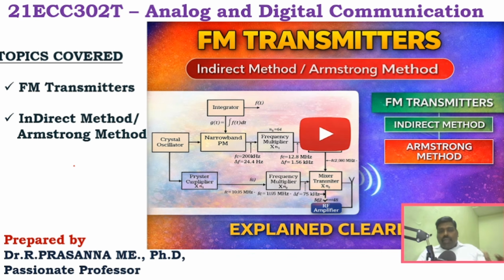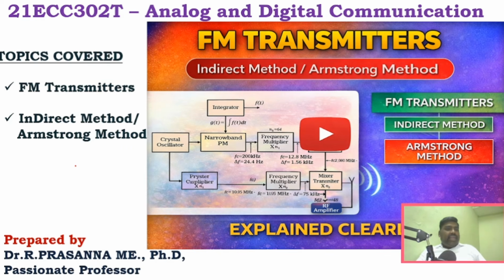Before going in depth about the indirect method, first you have to understand what is direct method and what is indirect method, right? In direct method, we will directly change the frequency of the crystal oscillator by varying some parameters, so that we can obtain the FM wave. Whereas in indirect method, we will generate FM from a phase modulated wave, and that particular FM can be converted into a wideband FM by using frequency modulator, right?